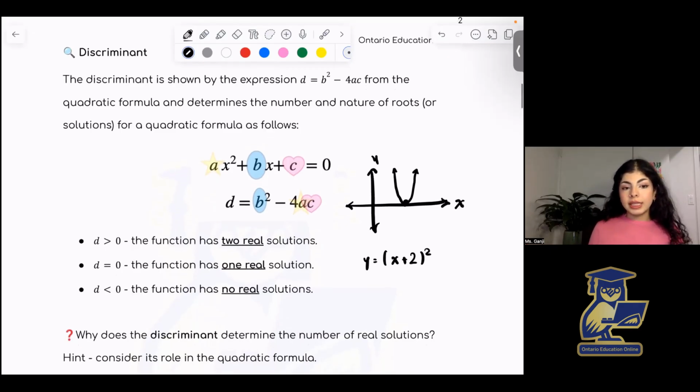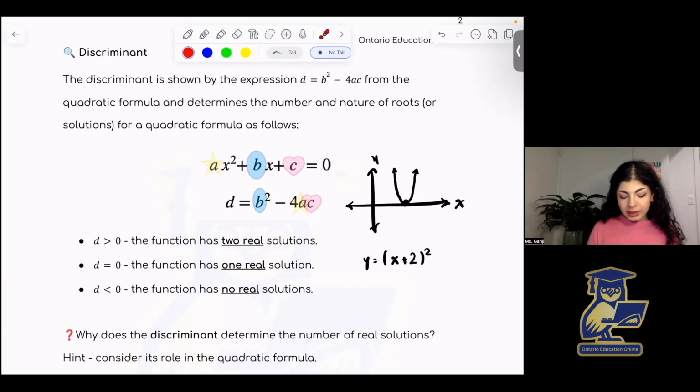And finally, when d is less than 0, we know that the function has no real solutions. Notice how I had the word real in all of these. That's the nature of the roots that we were talking about. And to see what other option we have, I first want you to consider this question: why does the discriminant determine the number of real solutions for us?